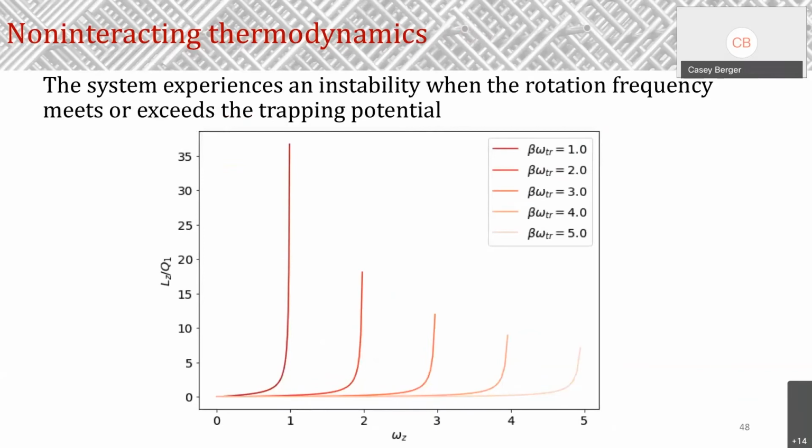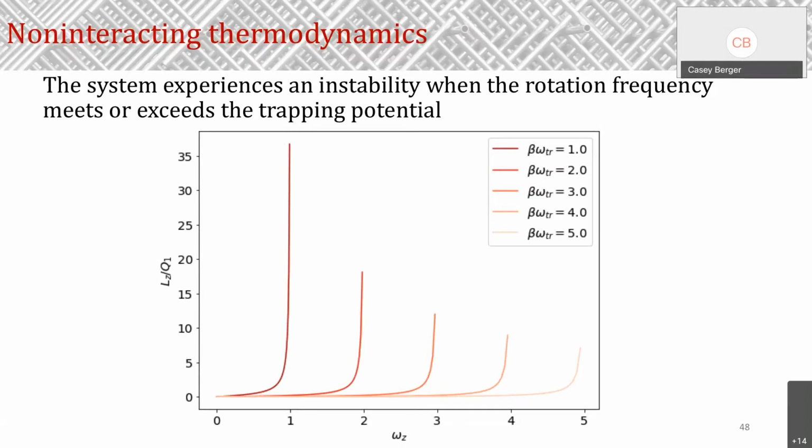Our sums over the quantum numbers for the n-body partition functions fail to converge when omega z, our rotation frequency, is equal to omega trap, which is our trapping potential. And we can see that really clearly in this plot. Here we have the angular momentum plotted as a function of the rotation without scaling by this trapping frequency. You can see what happens as omega z approaches omega trap. Our observable blows up. It goes to infinity, and it does this every time omega z equals omega trap.